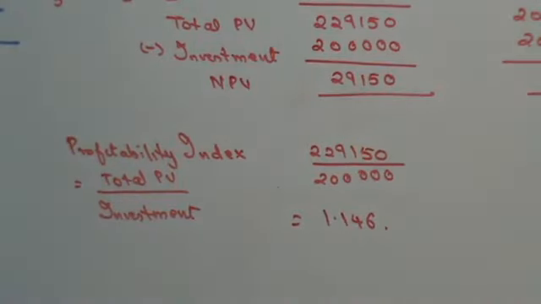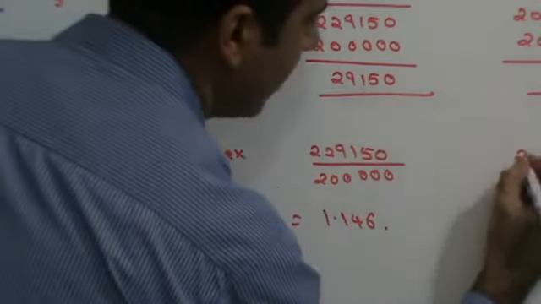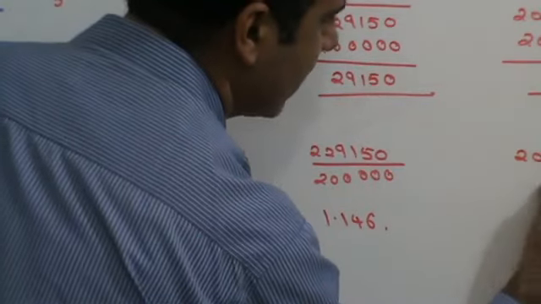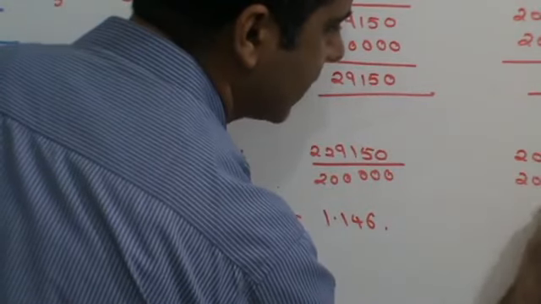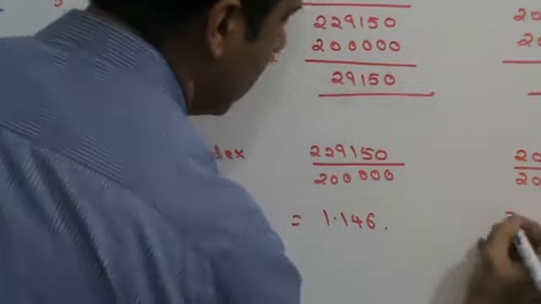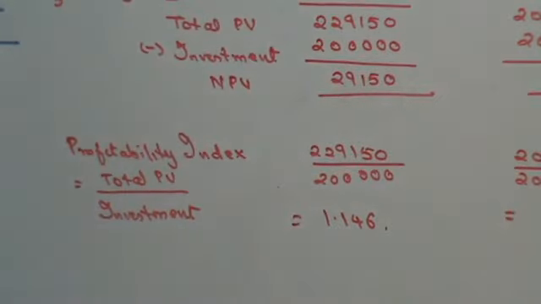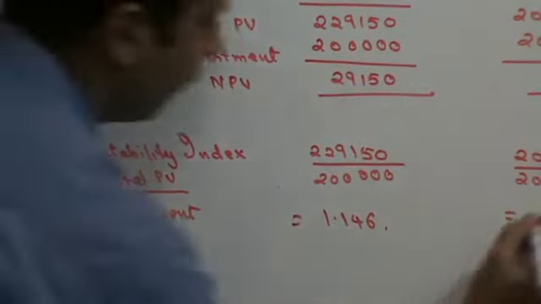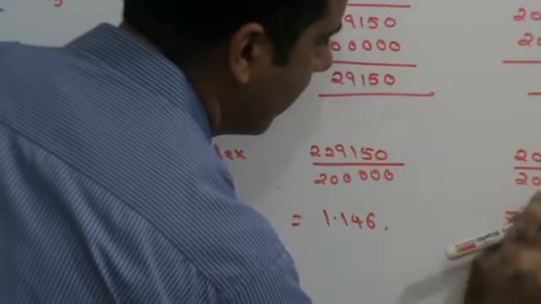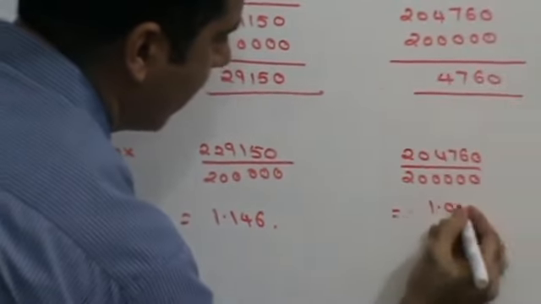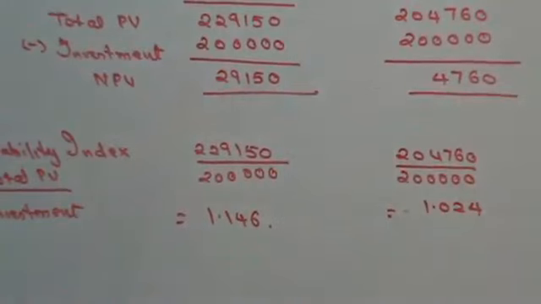Right? Whereas in the case of project Y, it will be 2,04,760 divided by 2 lakhs. The answer for which should be 1.024. Since the net PV and the profitability index of project X is greater, hence project X will be selected.